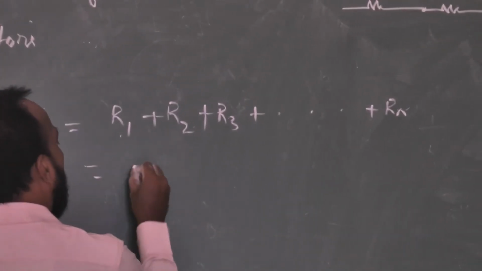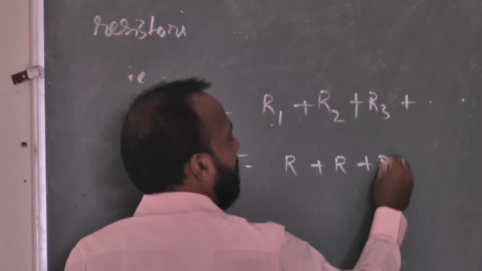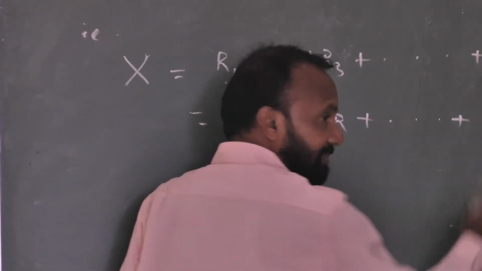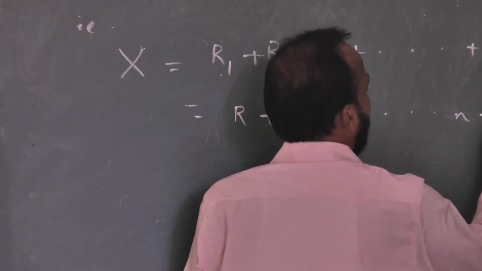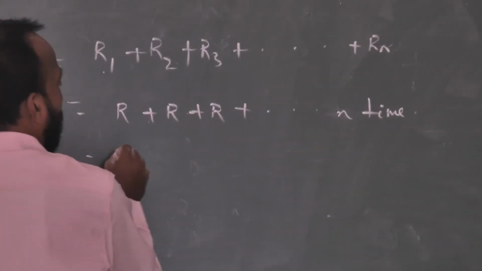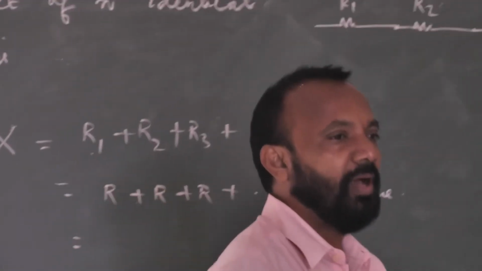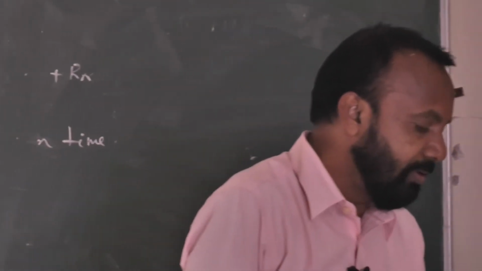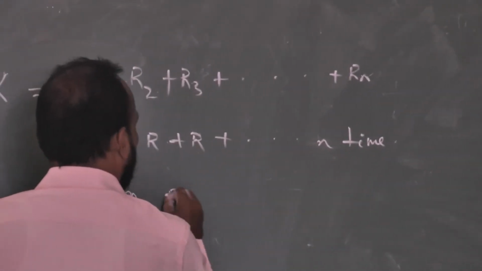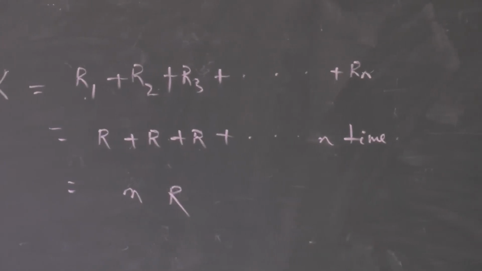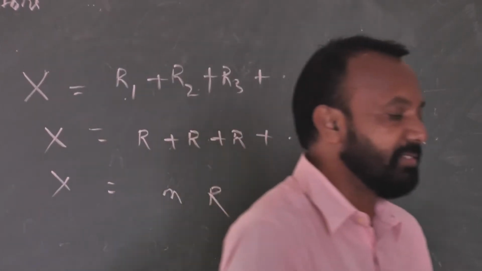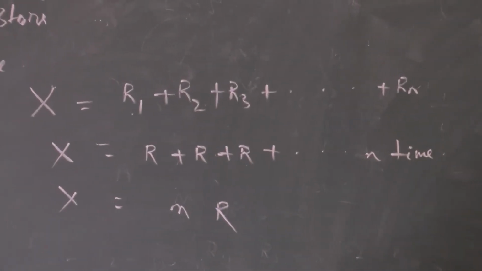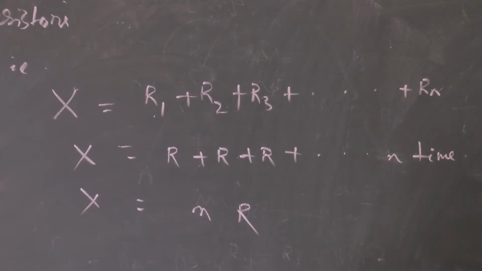So what will I write? R plus R plus R plus R, n terms. That equals n into R, yes or no? Yes, sir. N into R. So x equals n into R, I got. The question is given, x value is this one. And the effective resistance in parallel is y.